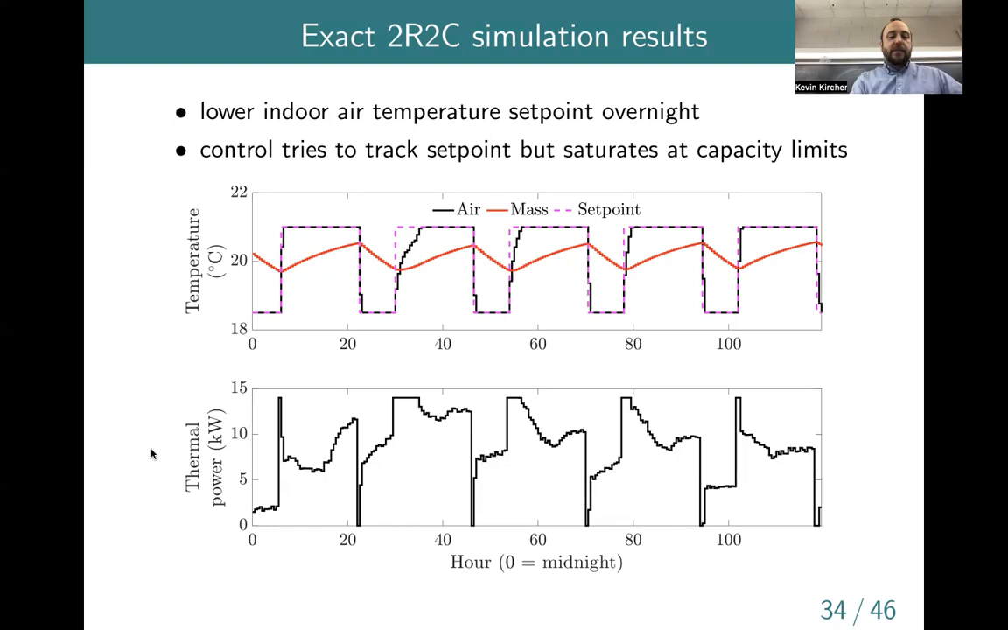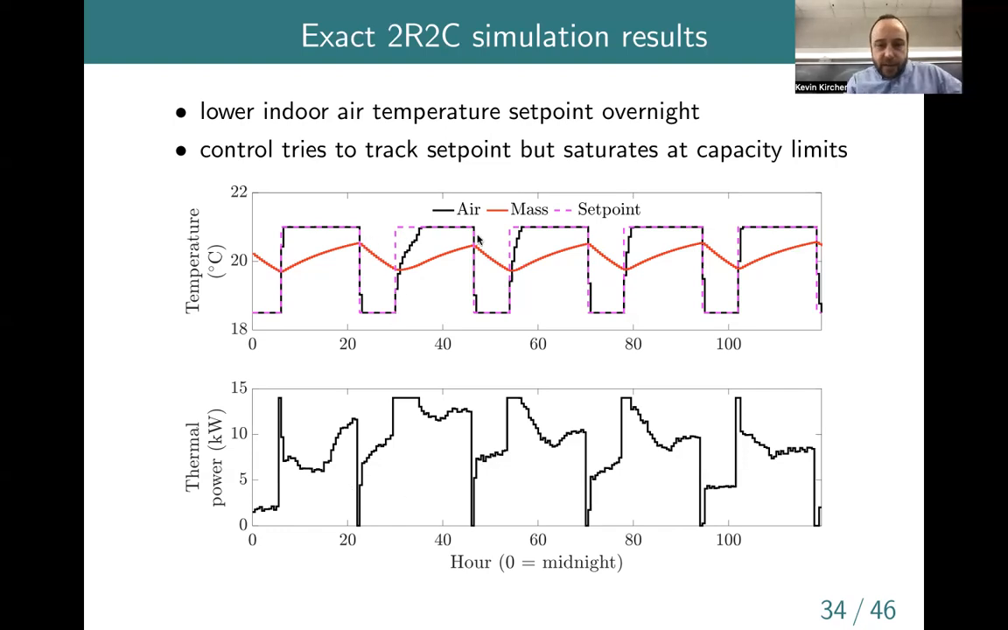And the bottom plot is the thermal power being injected by the heating system into the house. In this morning period when we go from low to high temperature, we basically cap out. We use all the capacity that we have in the heating plant. We can't quite get the temperature all the way up to the set point, 21, but we get pretty close, so there's only a little delay here. But as it gets colder and colder outside, those morning delays get longer and longer, because it's harder and harder to keep up with that big step change in temperature.